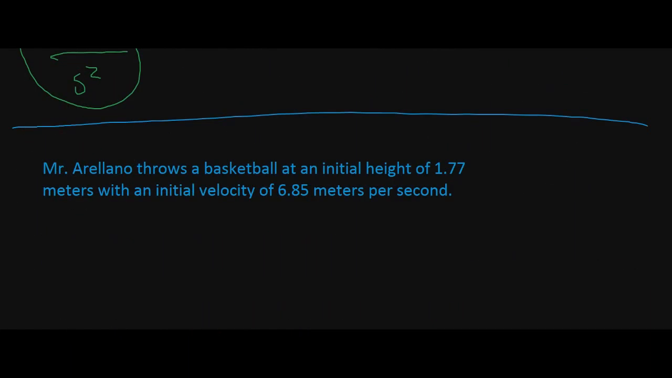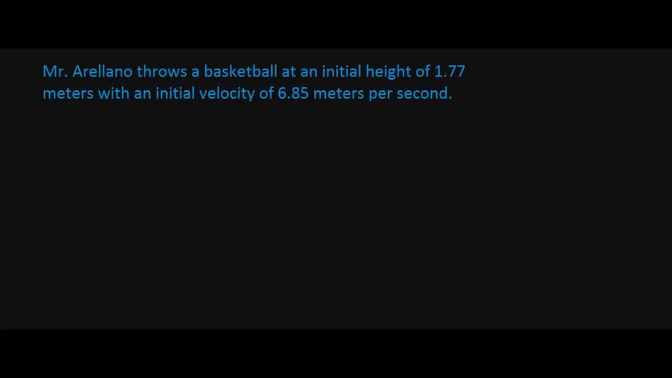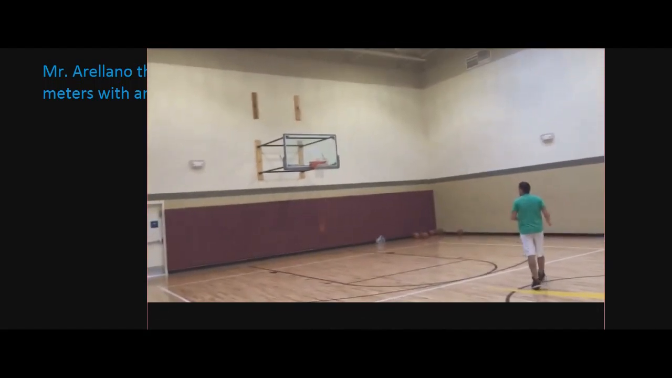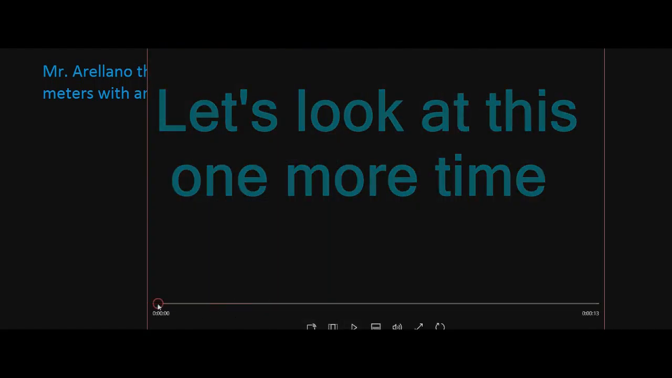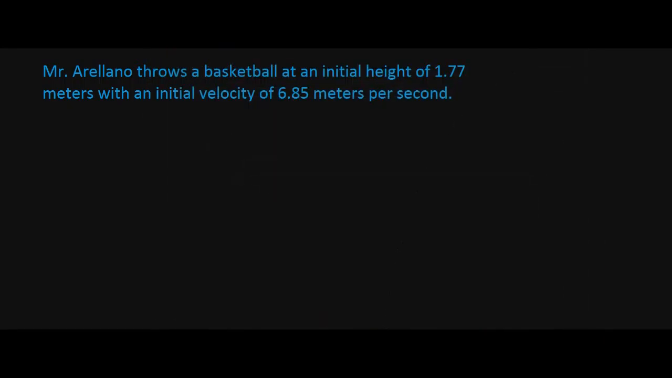So if we go down to this scenario here, we have Mr. Arellano throws a basketball at an initial height of 1.77 meters with an initial velocity of 6.85 meters per second. I have the video to show you. This scenario comes from this right here, and we want to find out how long it will take for the object to reach the highest point.